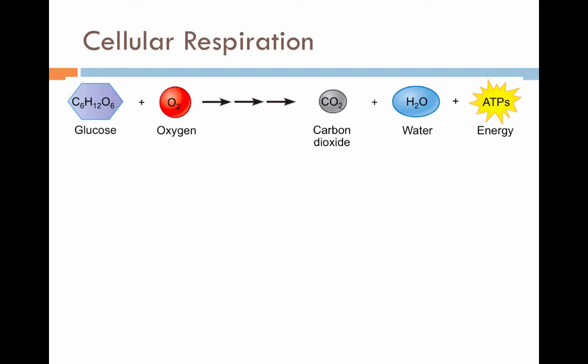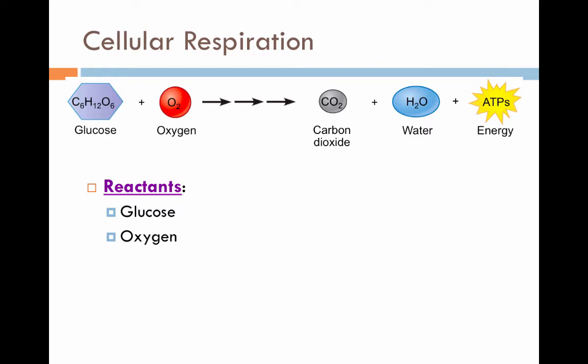This is the formula for cellular respiration. Write this down, star it, underline, circle it. You have to know everything about this formula. The molecules written on the left are called reactants. This is what is used in cellular respiration. So we use glucose and we use oxygen in cellular respiration.